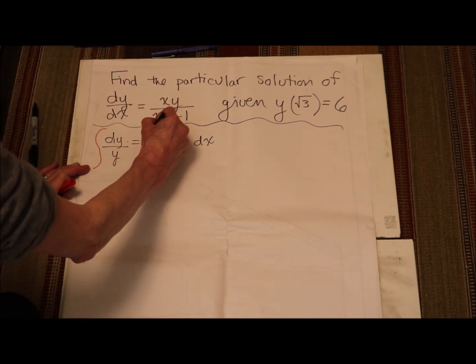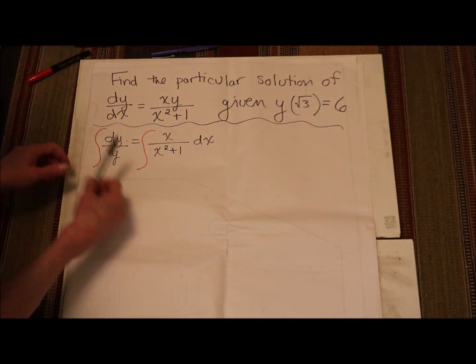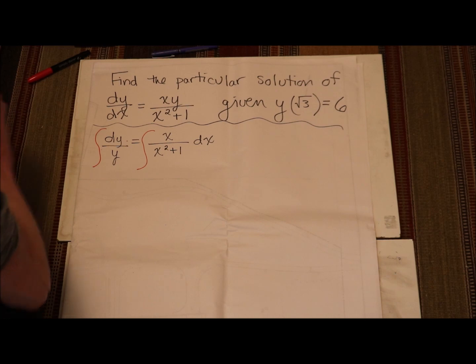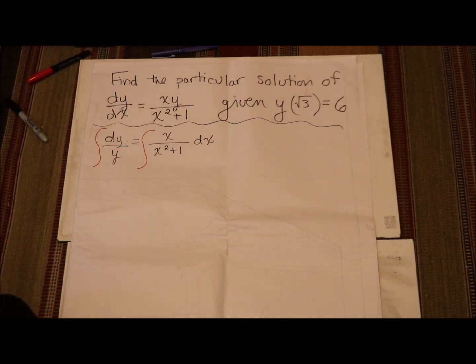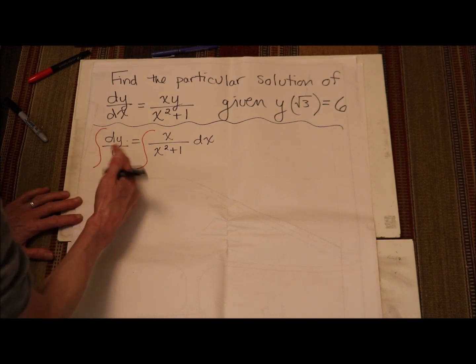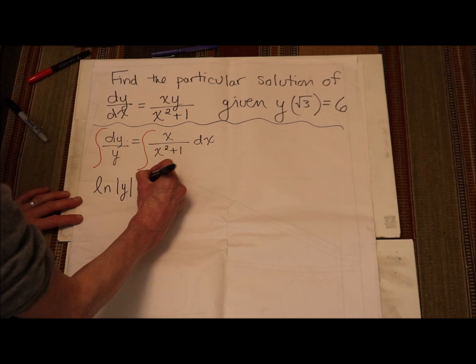I'm now going to take the integral of each side, taking the integral of the left side with respect to y, and the right side with respect to x. Okay, this part is not that bad. We know this is the natural log of the absolute value of y.